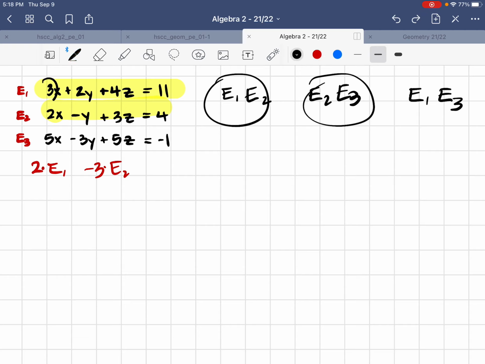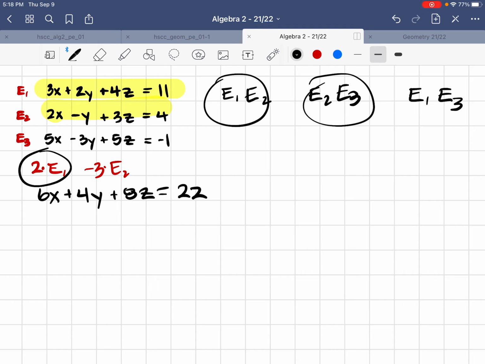Let's do that one more time. The 3x is going to get multiplied by 2. That's going to be 6x. The 2y is going to get multiplied by 2. That's going to be 4y. This 4z is going to get multiplied by 2. That's going to be 8z. So we have plus 8z. And don't forget to multiply the last number, the 11, by 2. That's going to be 22.